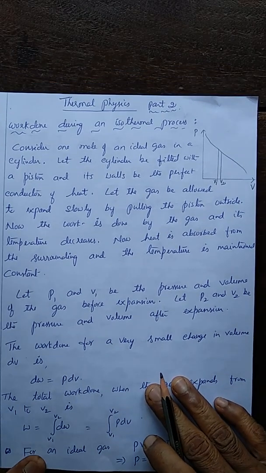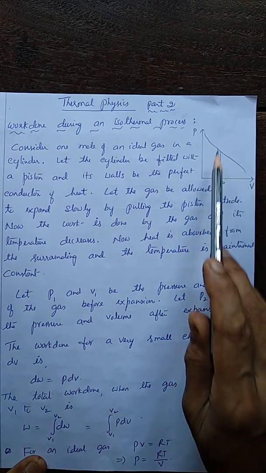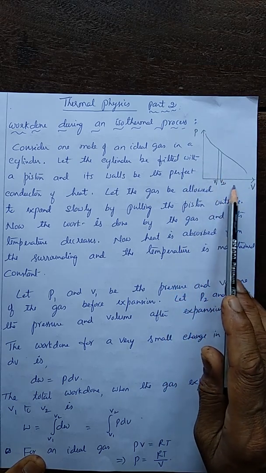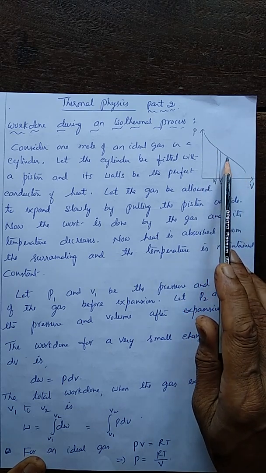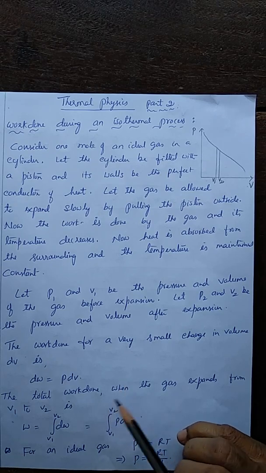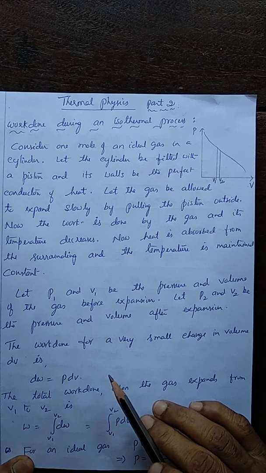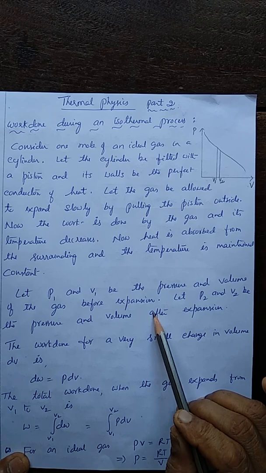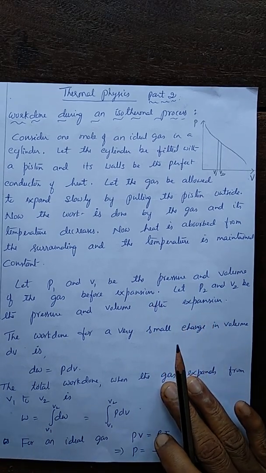And this variation is represented in the PV diagram like this. In the PV diagram, this curve indicates the slow expansion of the gas. Volume goes on increasing, pressure goes on decreasing, maintaining the temperature constant. Now consider one state of the gas here. Let P1 and V1 be the pressure and volume of the gas before expansion, the initial state. Let P2 and V2 be the pressure and volume after expansion.